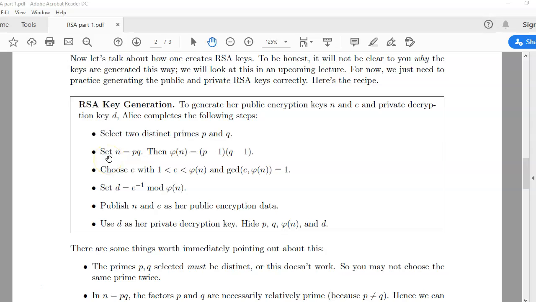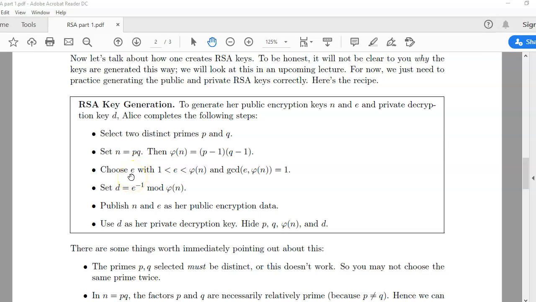Then how she gets her N for her public key part is N is simply P times Q, okay? So she multiplies her two primes to get her N. Now this tells her that she can immediately compute the Euler phi function of N for the N she chose. The Euler phi function of N must be P minus 1 times Q minus 1. And the point is Alice can compute this, right? Because she knows what P and Q are, okay?